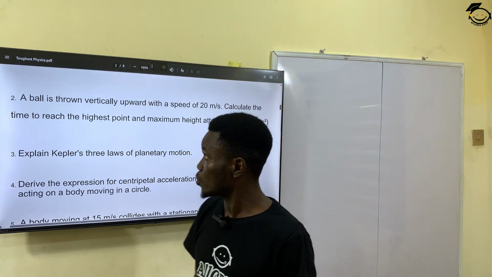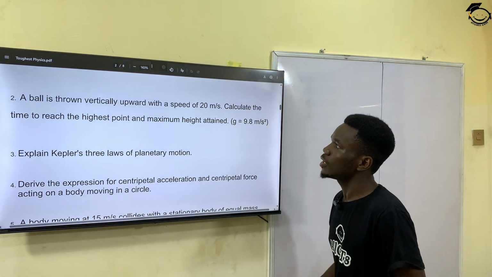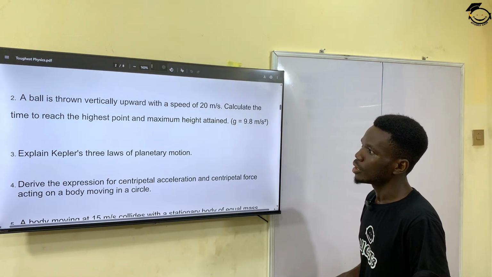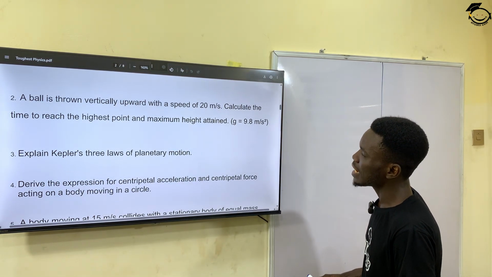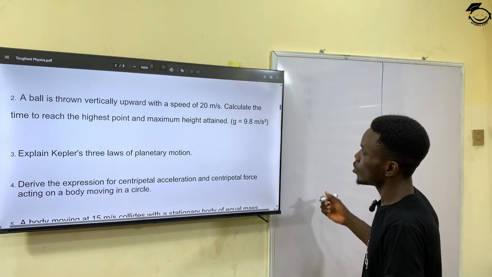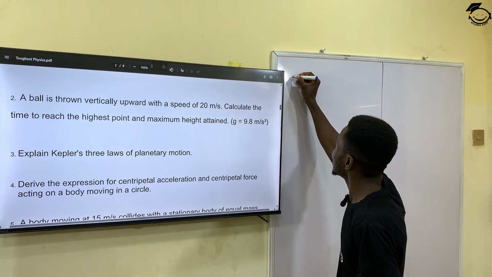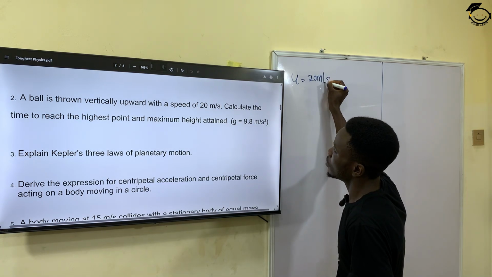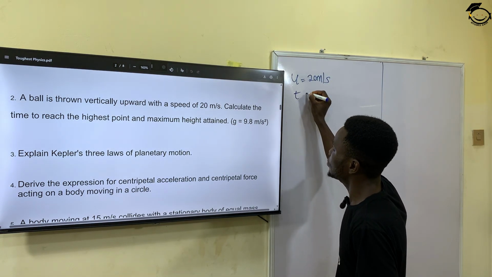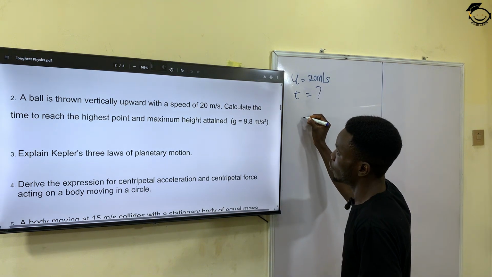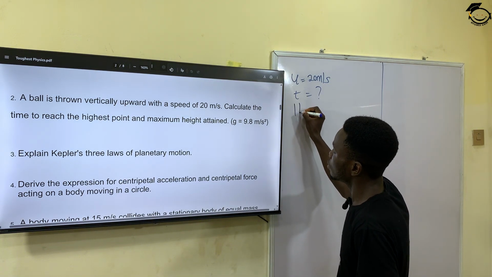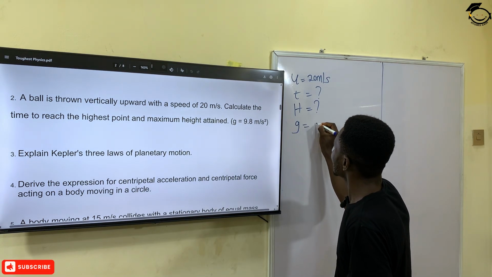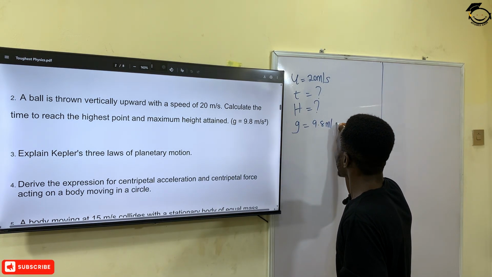Moving on to question number 2, it says, a ball is thrown vertically upward with a speed of 20 meters per second. Calculate the time to reach the highest point and maximum height attained. So in this question, we're told that the initial velocity was given as 20 meters per second. It asks us to calculate the time it takes to reach maximum height, which we do not know, and the maximum height, which we also do not know. We are given g as 9.8 meters per second squared.